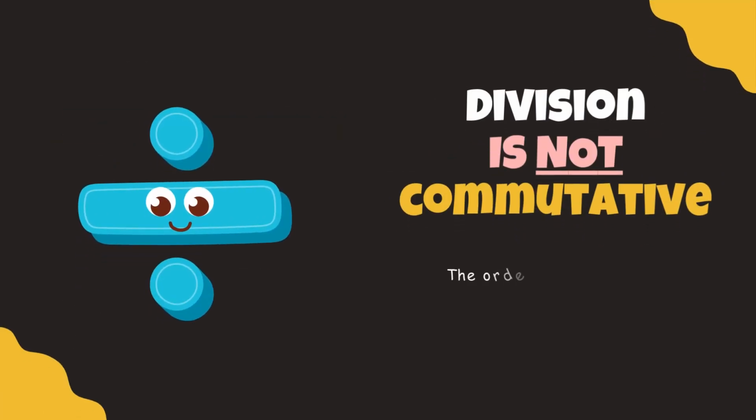Division is not commutative, the order does matter. Let's take 10 divided by 5, which is 2. However, 5 divided by 10 is 1/2.